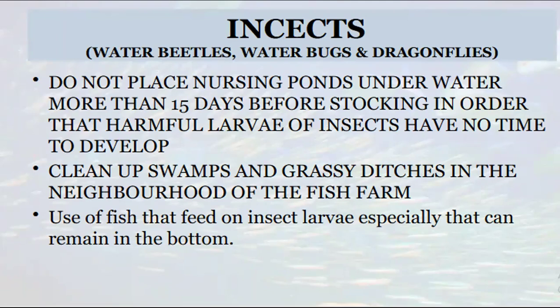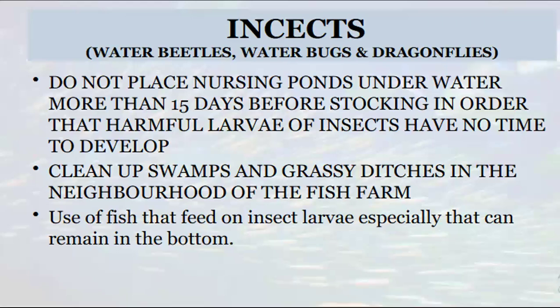So the first step is do not keep fish in the nursery pond for more than 15 days. It means do not place fish in the nursery pond more than 15 days, because if any insect is present in that water, it will take very little time to harm the fish. So immediately after 15 days, remove the fish from the nursery pond and transfer it into the stocking pond. And make sure the stocking pond is cleaned and there is no larva of the insect.